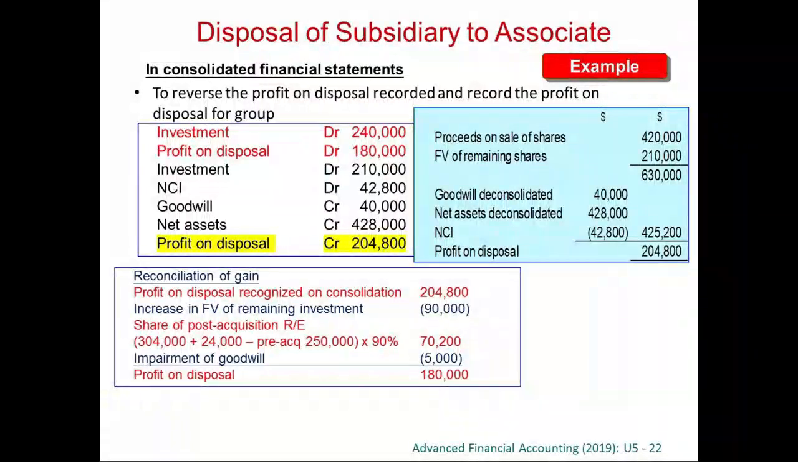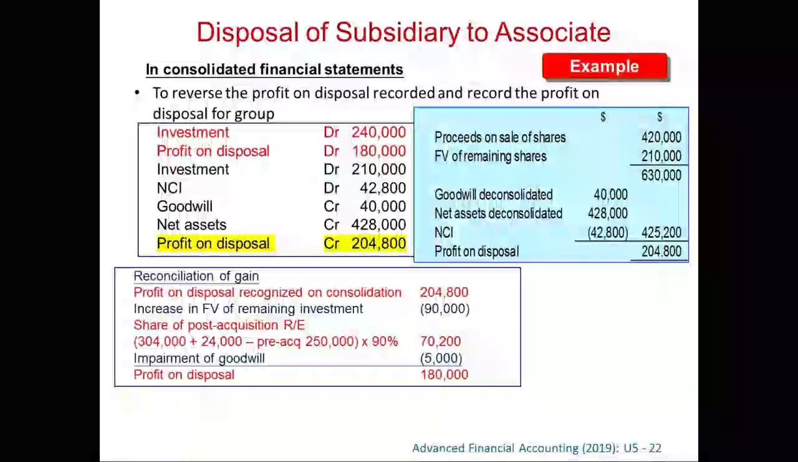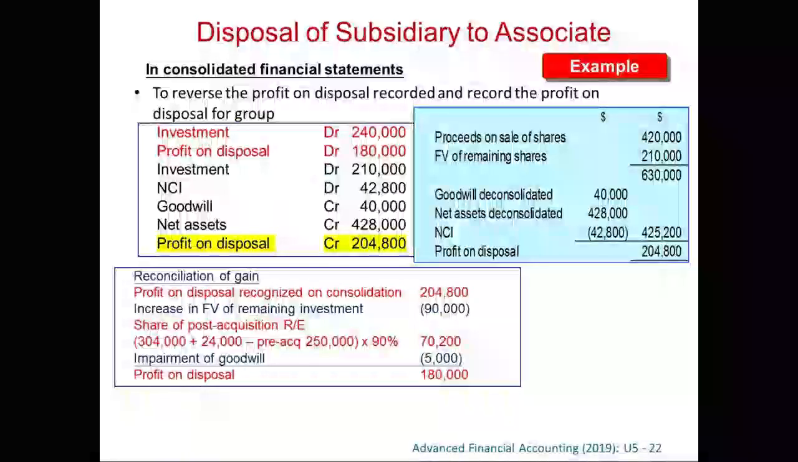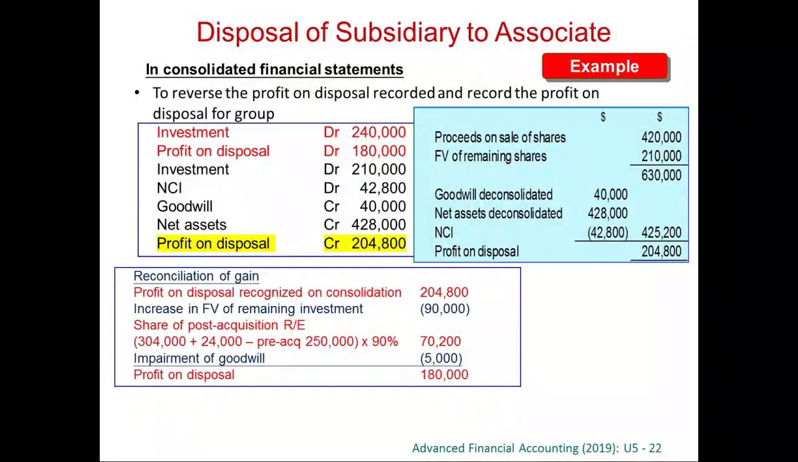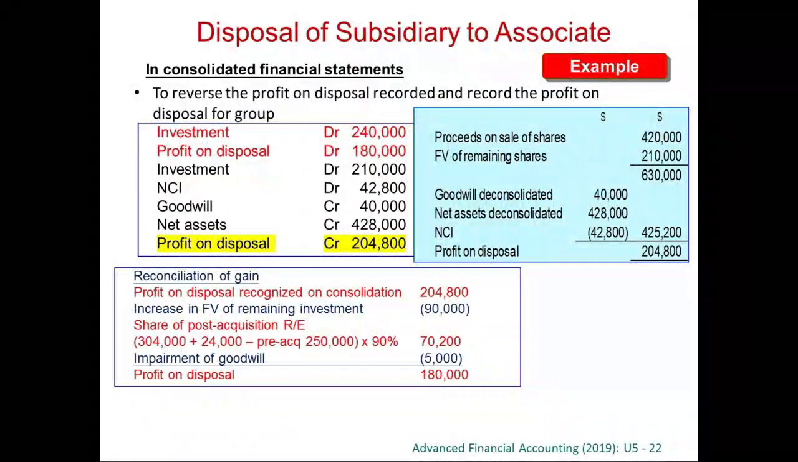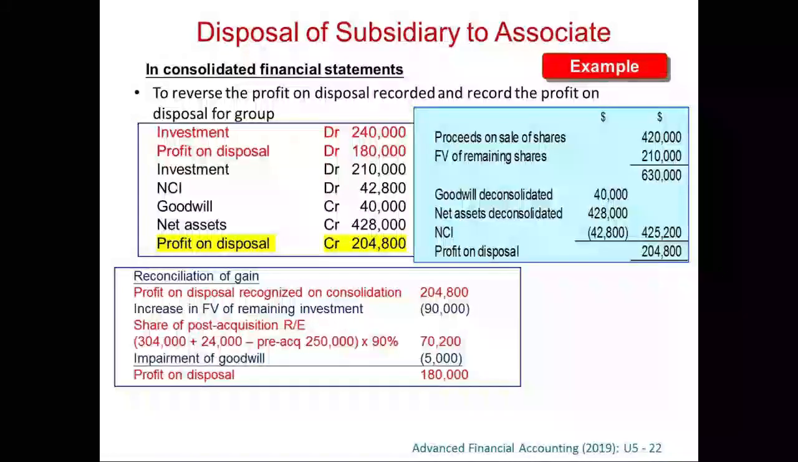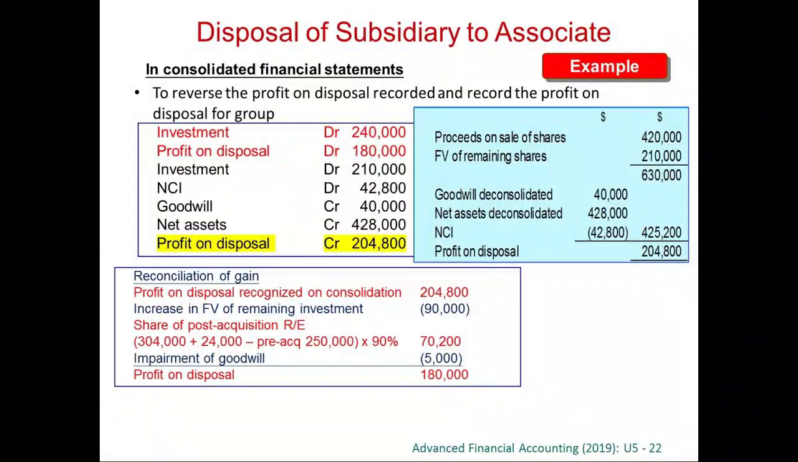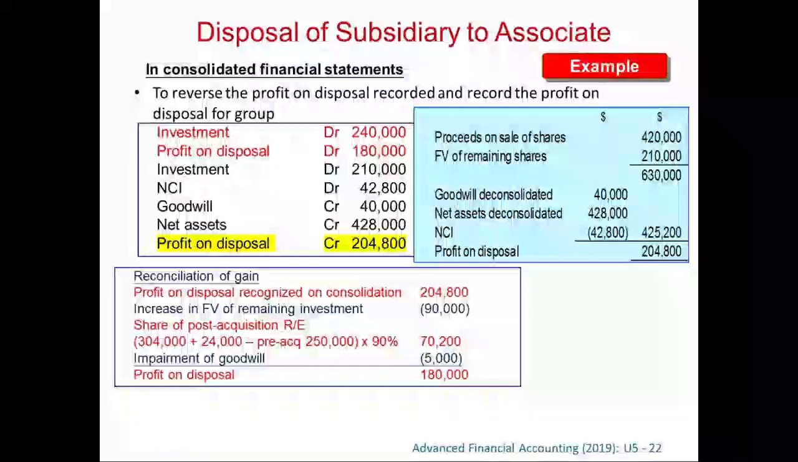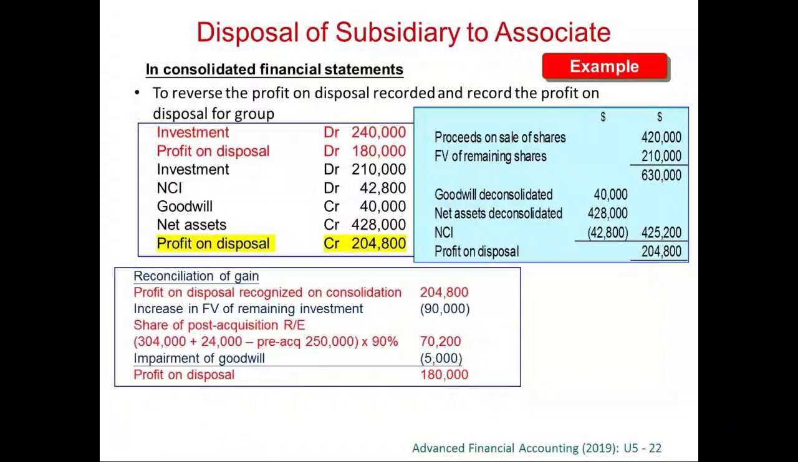You lose the subsidiary. Therefore, you have to credit away the goodwill. You have to debit away the NCI, because you keep on consolidating 90% up to the day of disposal. Then in your consolidated financial statements, you should have a goodwill, 40,000. So you credit it away now. You should have a credit to the NCI, 42,800. Now you debit it away. And then you eliminate all the property, plant, equipment, inventory, everything related to the subsidiary. On a net basis, the total of this net assets must be 428,000. You just clear all the net assets.